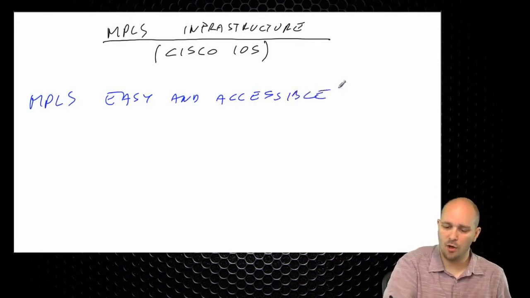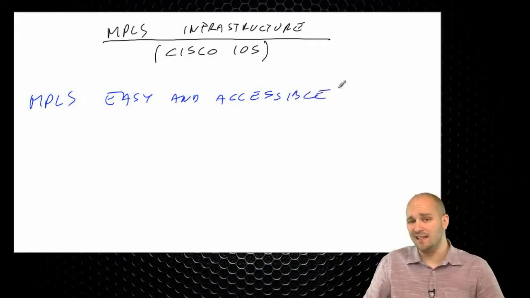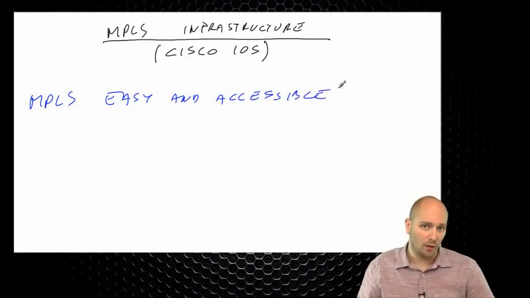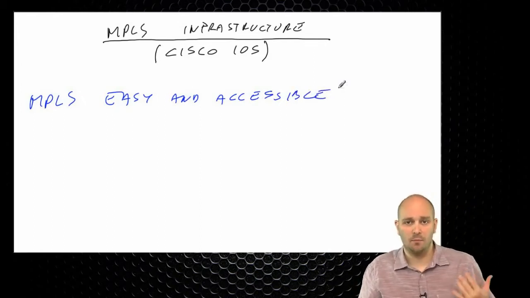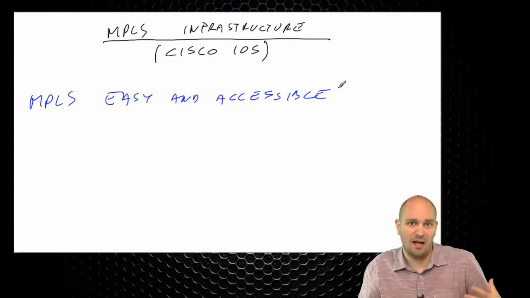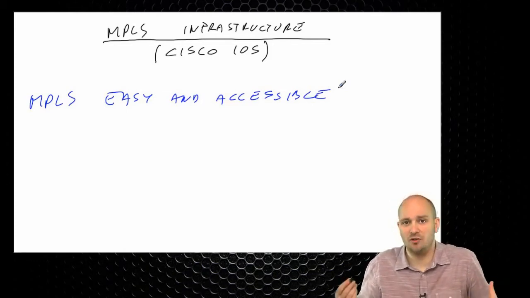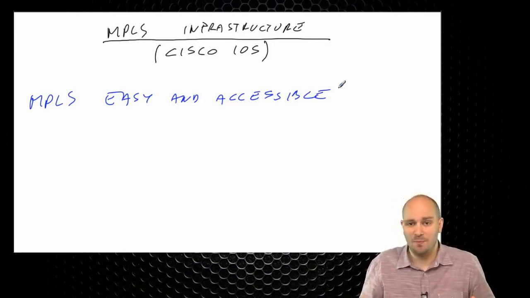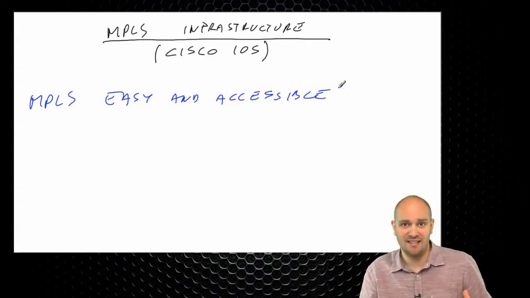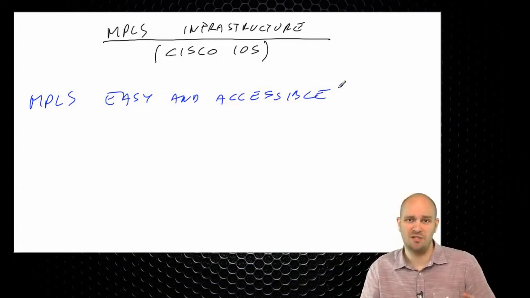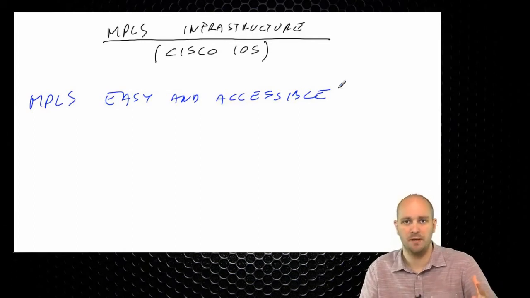Now, I know that sometimes MPLS and easy don't actually go well in the same sentence, but trust me when I say, and I don't really have too much behind me other than my two CCIEs, that MPLS is a relatively easy technology. It's much, much simpler than OSPF. It's much, much simpler than BGP is. It's actually a relatively simple technology.